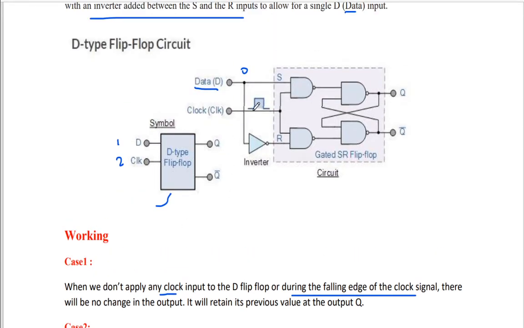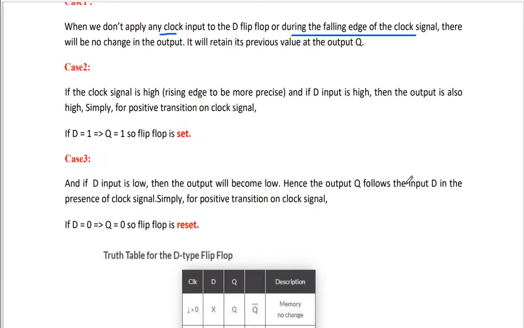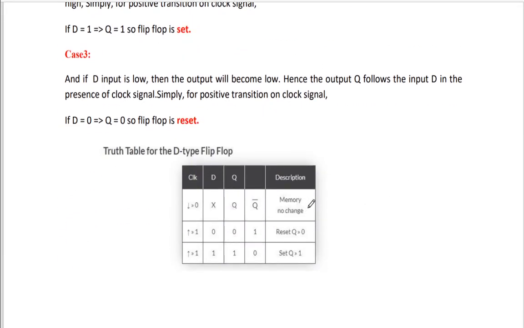Even if we don't apply a clock pulse, that is 0, whatever input you give to D, it may be 0 or 1, what will happen? The status of Q and Q bar will remain the same, so there will be no change. The flip flop retains the previous state, so there is no change in the memory.